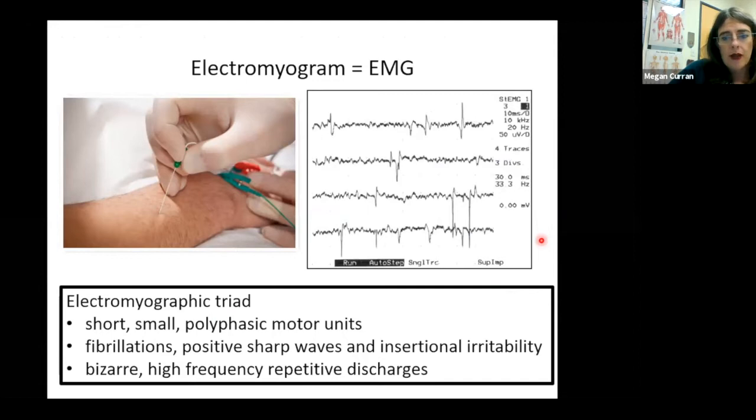Now we'll talk about electromyograms, or an EMG. So this can be done to diagnose inflammation in muscle cells, and it's basically done by a neurologist who puts a tiny needle into a muscle and then looks at the electrical signals. And there are these 3 changes that are seen in inflamed muscle cells.